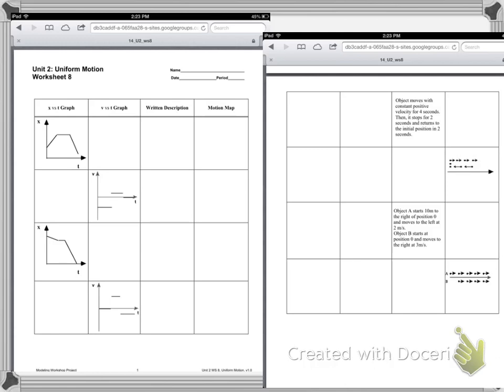So for the first one, we're given a position versus time graph. The general rule of thumb for how to start these is to draw your axes. So here we've got velocity and time. Then the next one, we'll have a position time graph. The following one will be velocity time again. And always make sure that you're labeling your axes. Then we will have position versus time.